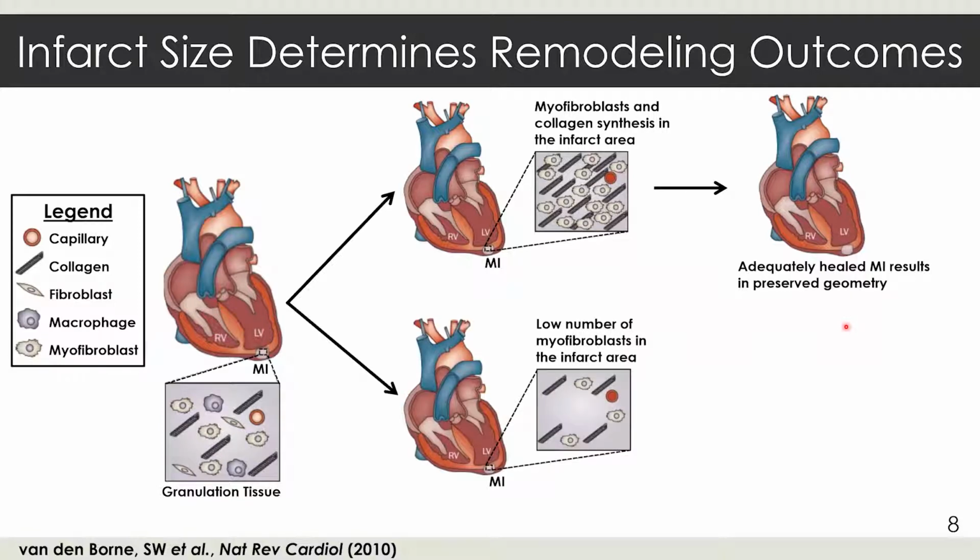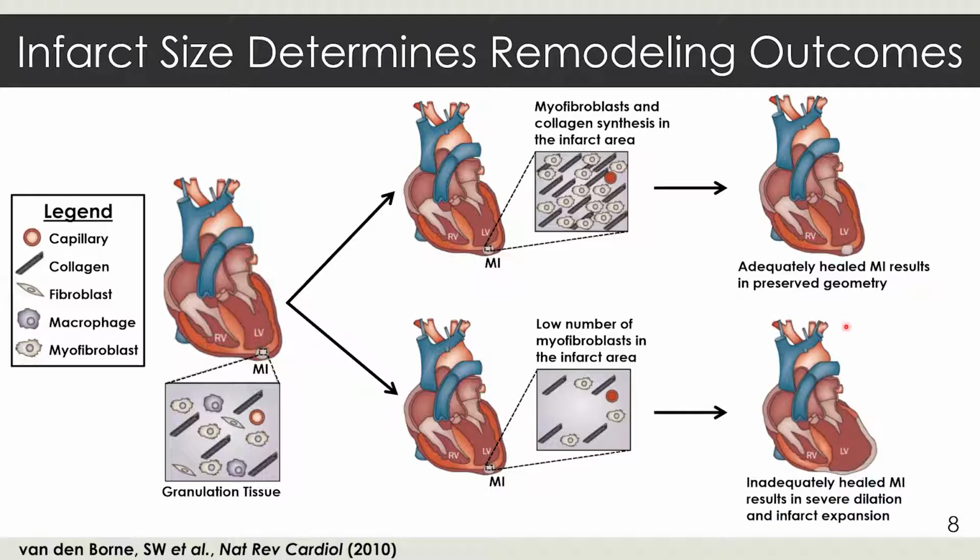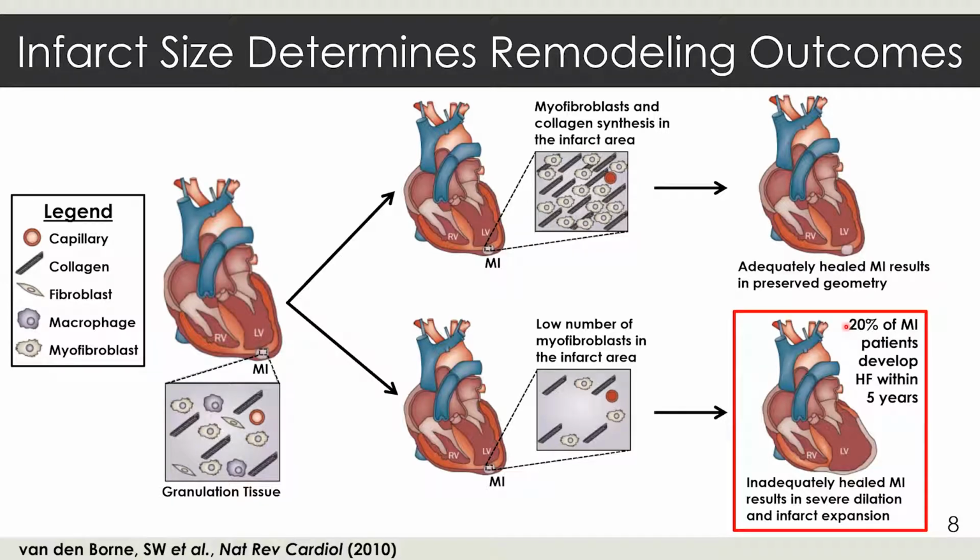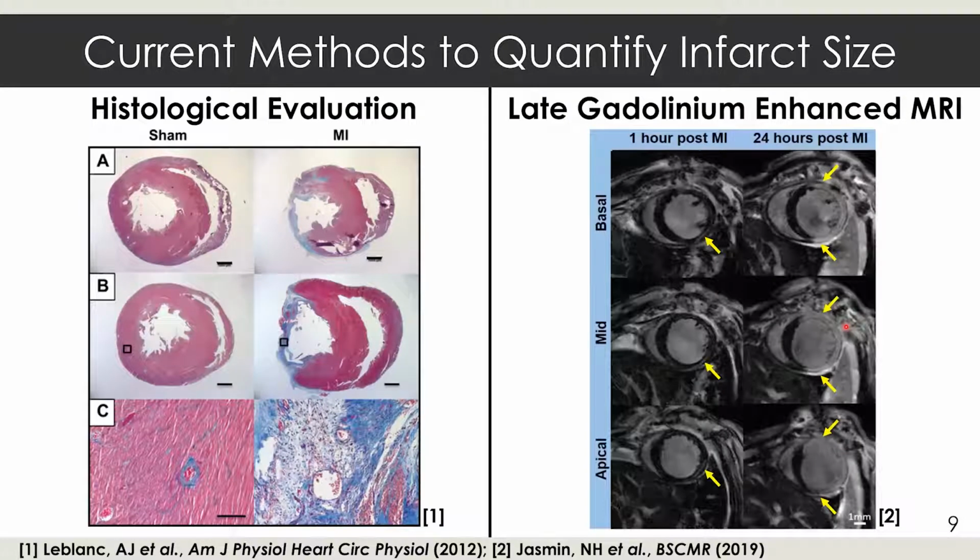However, in some cases the infarct sizes are pretty big, and the collagen deposition and scar formation, the quality of the infarct scar itself, may not be very strong. This may lead to significant infarct expansion, leading to severe dilation and eventually heart failure. In fact, statistics show that approximately 20% of MI patients tend to develop heart failure within 5 years of having a heart attack. That highlights the importance of infarct size and remodeling outcomes.